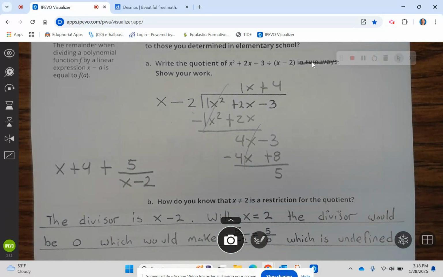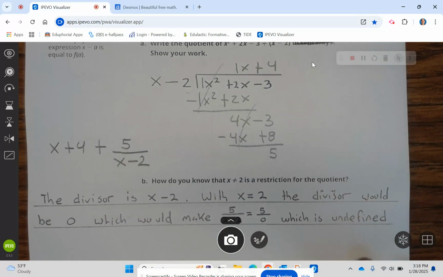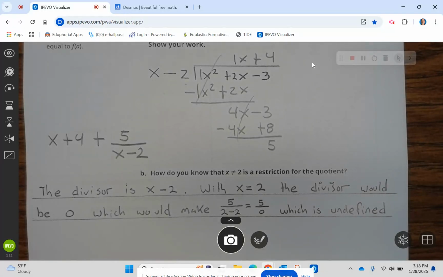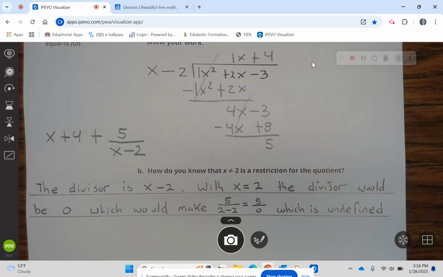All right, go ahead and finish up A. And then let's take a look at B. How do you know that x is not equal to 2 is a restriction for the quotient? The divisor is x minus 2. With x equals 2, the divisor would be 0, which would make 5 divided by 2 minus 2 equal to 5 divided by 0, which is undefined. Let's take a look at the next page.